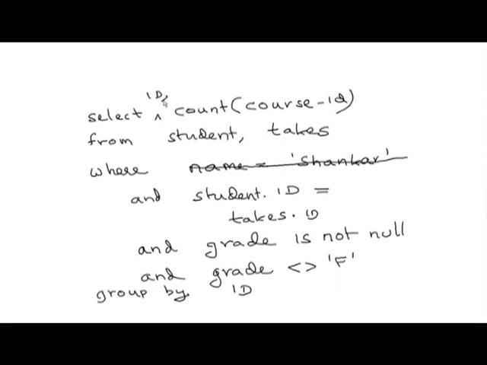But the last part of the query said restricted to those students whose course count is greater than 20. So I can add a having clause here. We saw the having clause earlier. Having count of course ID greater than 20. So I hope this query is clear.